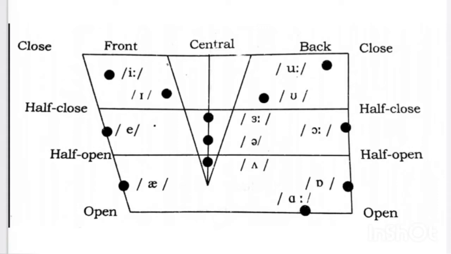Central vowels are: one is a long vowel, another is a short vowel, and another is a short vowel. So among the central vowels, only one is a long vowel, the other two are short vowels. Clear?